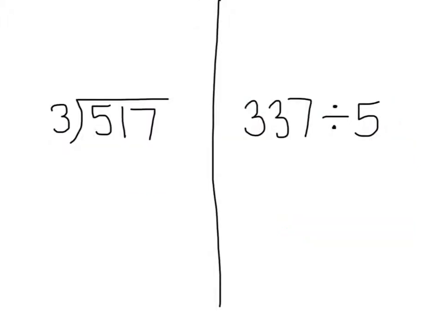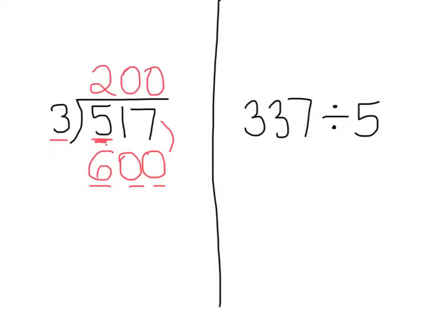Let's try another one. So I have 517 divided by 3. Does 3 divide into 5? Yes, it does, but not evenly. So I need to think of a compatible number. What is close to 5 that 3 will divide into? 6. So I'm going to change this 5 to a 6, and then I'm going to add 2 more zeros. So now 517 is pretty close to 600, and now I can use mental math to estimate my quotient. 6 divided by 3 is 2, and then I add the 2 zeros.